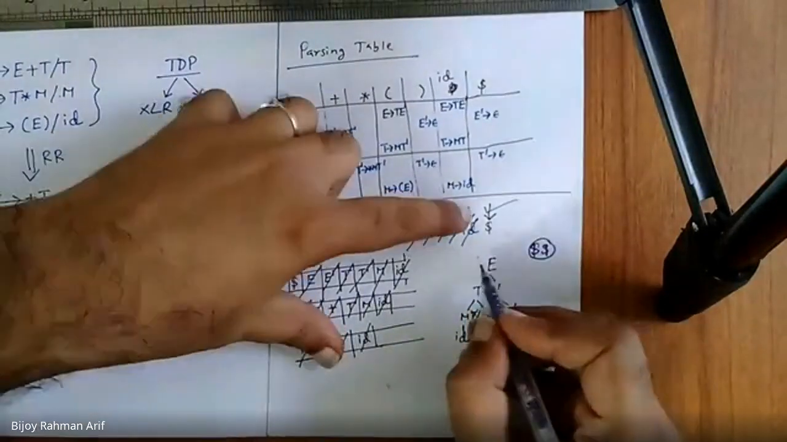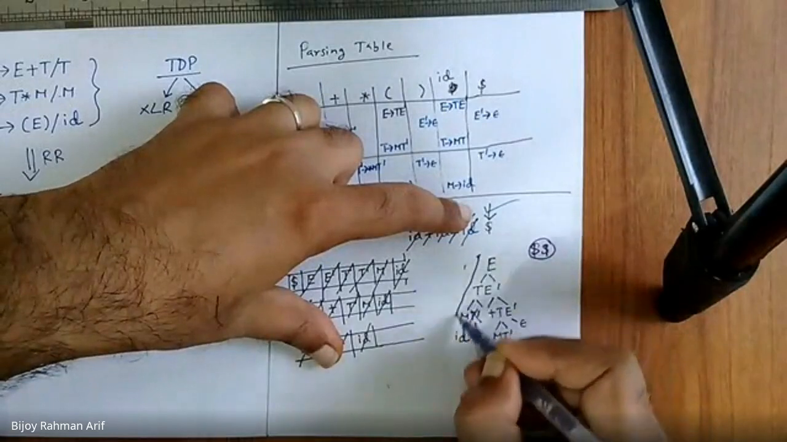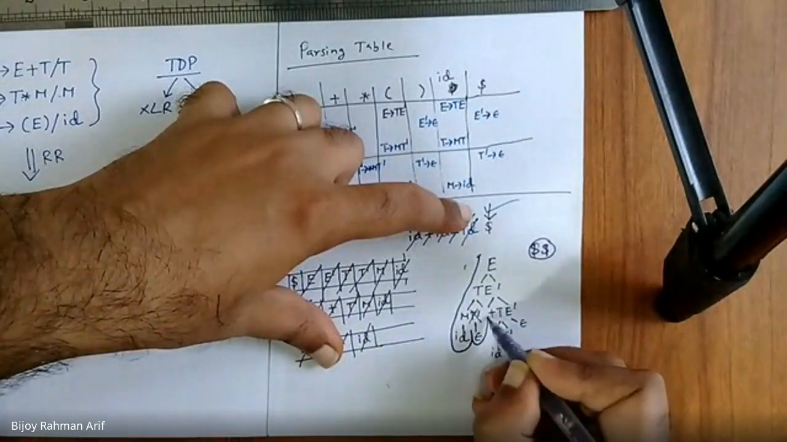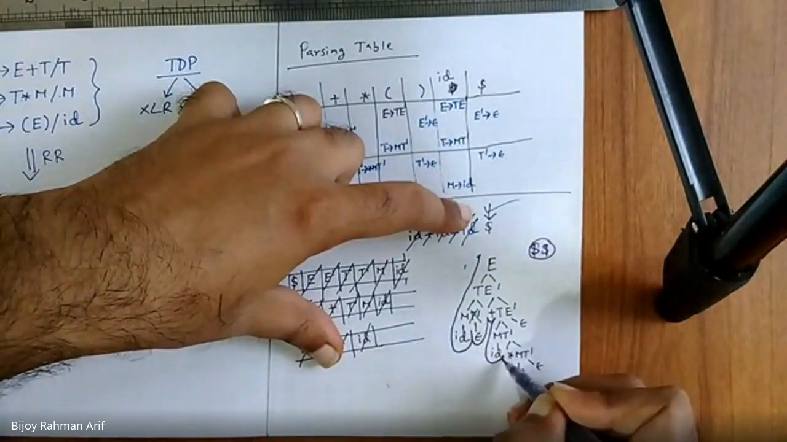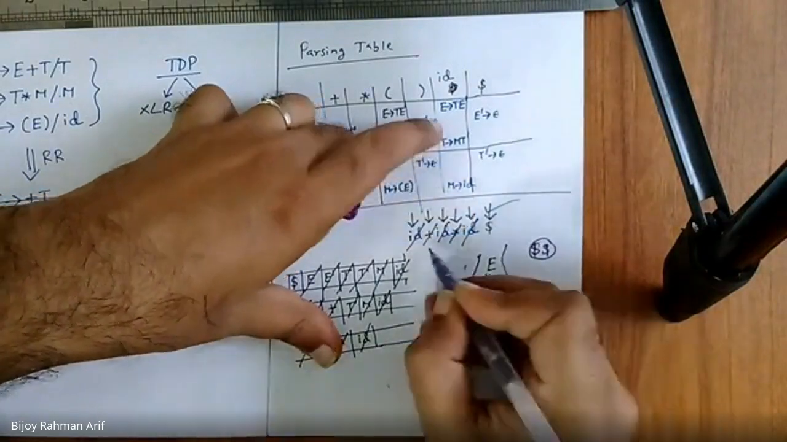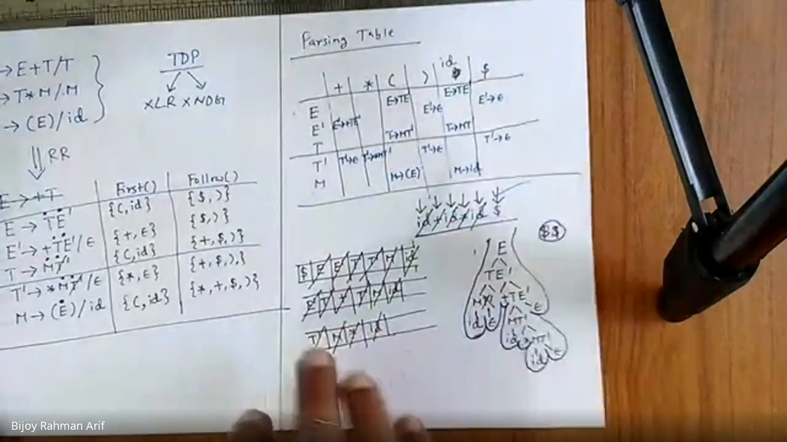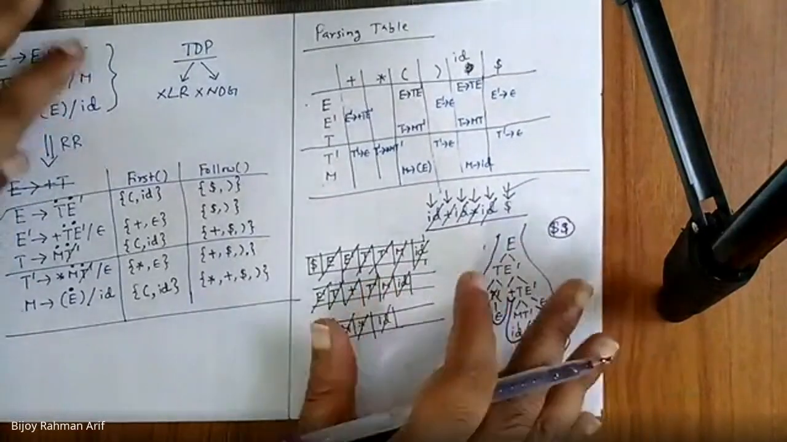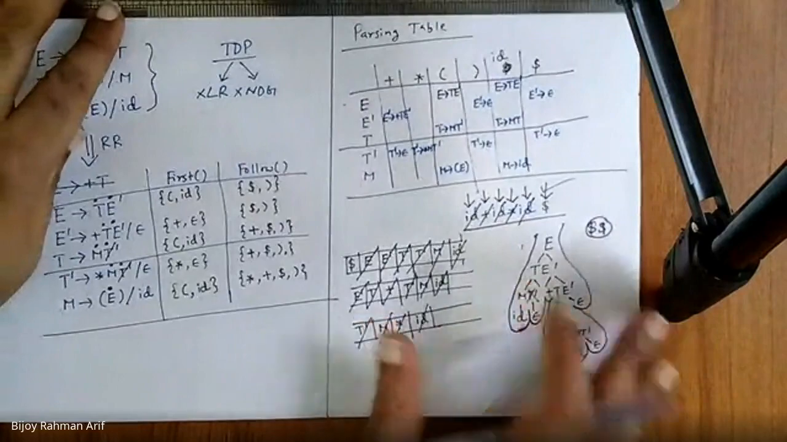Now, what is my yield? ID plus ID star ID, and everything is vanished. So this is my yield. Did you get the process? You have followed those, right?